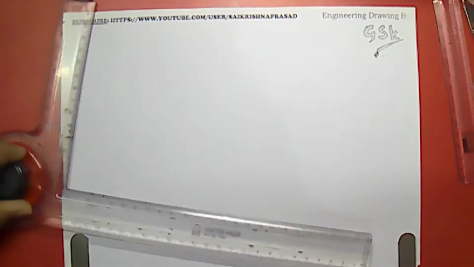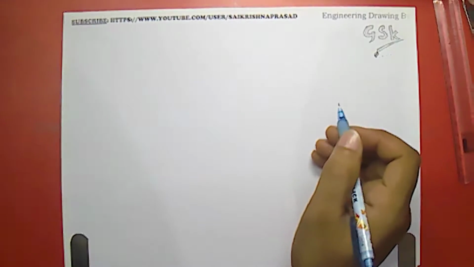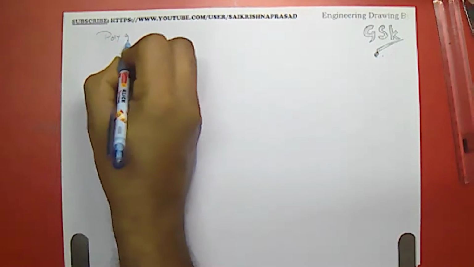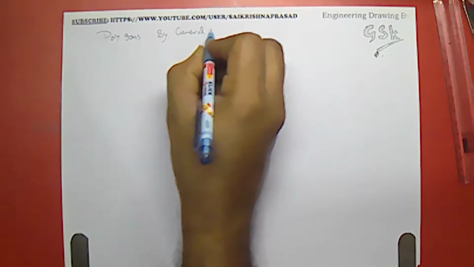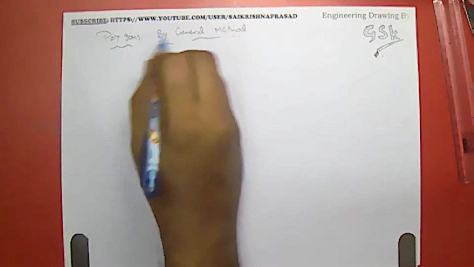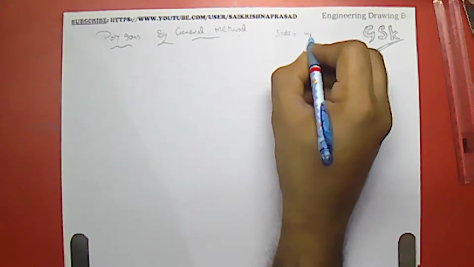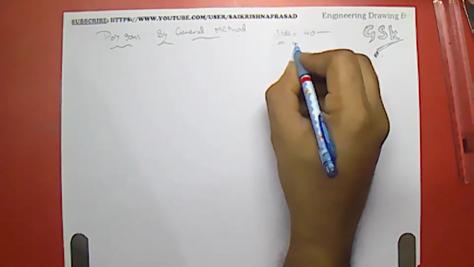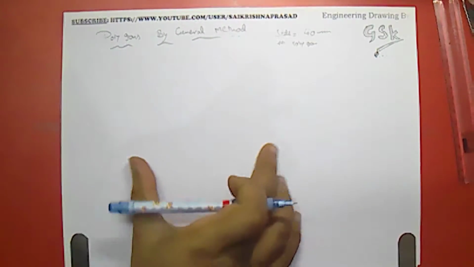Hello students, welcome back. In today's session we are going to discuss how to draw polygons by the general method. Here we are taking the side as 40 mm for all polygons. From one side we will be getting all the polygons emerging in this manner.